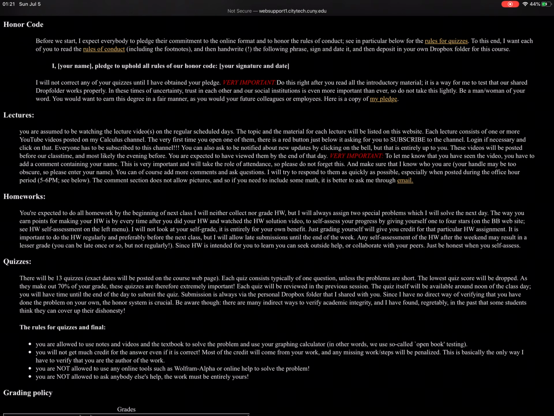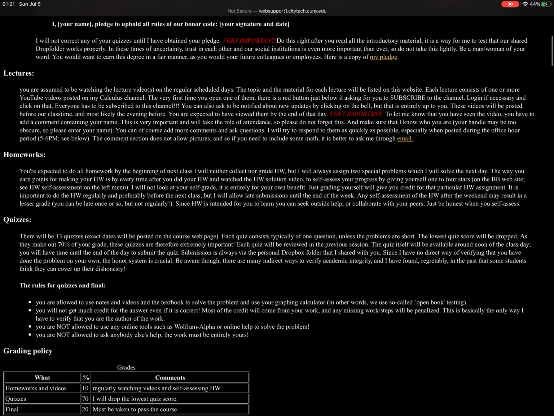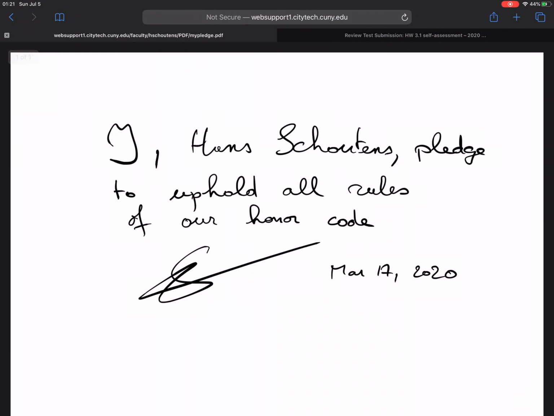Okay, so what is it that I want you to do? Here is the pledge, in boldface: I, and you put your name, pledge to uphold all rules of our honor code, and we'll look at the honor code in a sec, and then you sign and date. So here's, for instance, my example. You saw I did this in the previous semester.